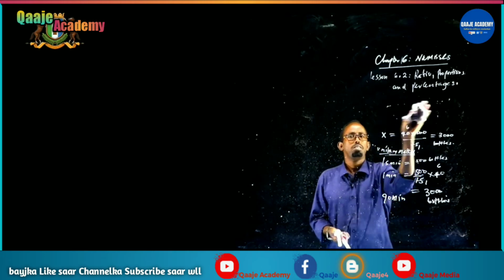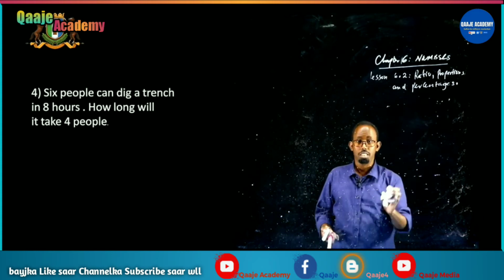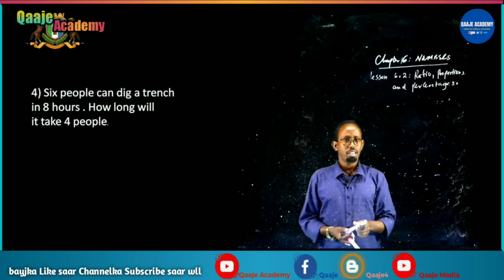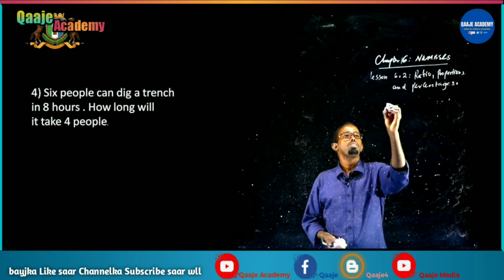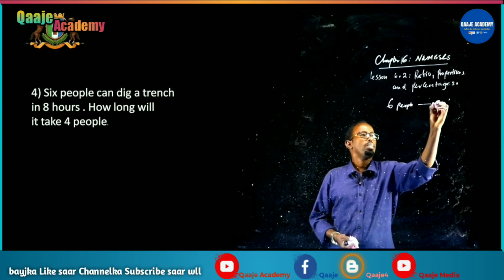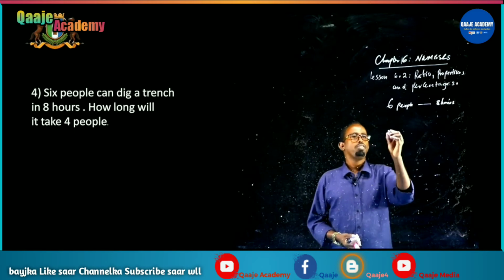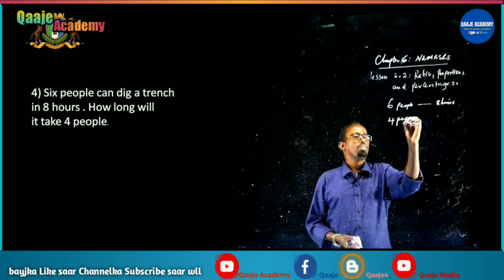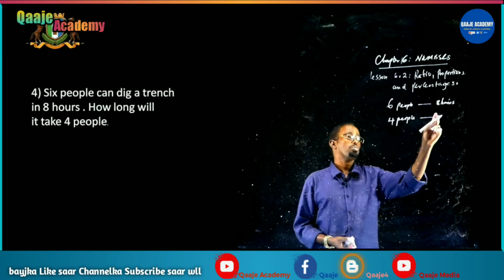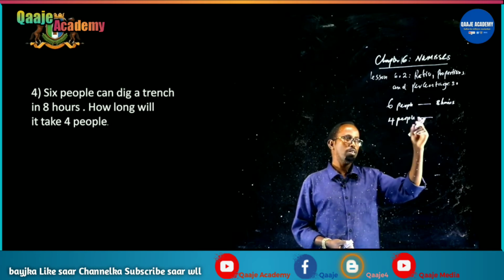Example 4. That was direct, but this one is inverse. 6 people can dig a trench in 8 hours. So how long will it take 4 people? So meaning the time will be more, because if 6 people take 8 hours, 4 people will take more time.